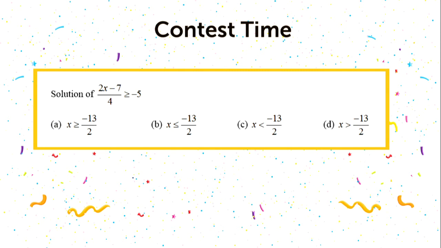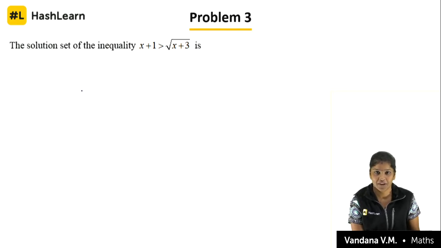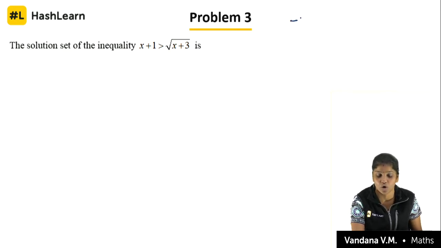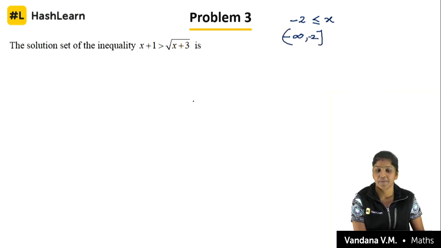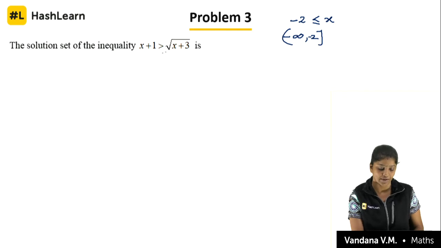Come back to the class. Yes, Apeksha, the option was not there. Even I am thinking that the options were missing over there. Let me check what actually the option must be. We got x less than or equal to minus 2, means the value must be minus infinity to minus 2, closed interval should come. That's what I am thinking. So that will be the option. The solution set of the inequality is this.